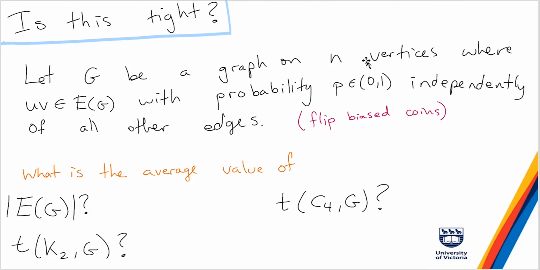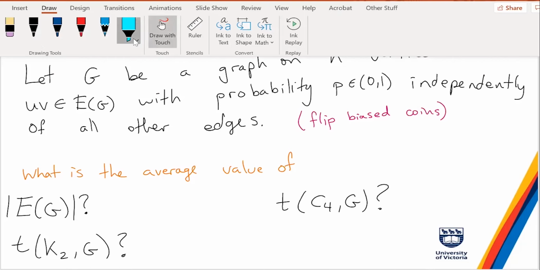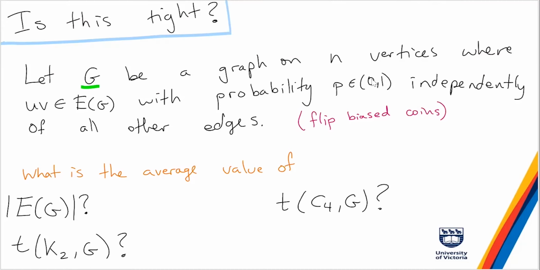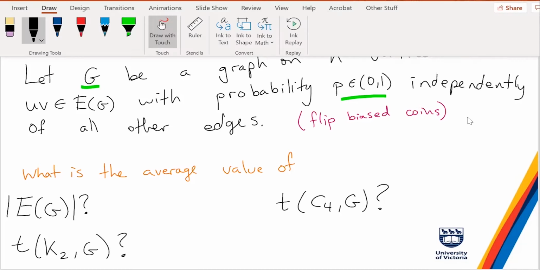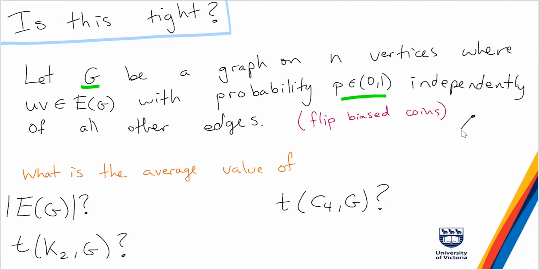And the examples we get come from random graphs. So let G be a graph on n vertices, where for each pair of vertices, we put the edge UV into G with probability P, independently of all the other edges. So for each edge, I just flip a coin with probability P. I put the edge there. So with probability P, I put an edge, with probability 1 minus P, I put a non-edge.